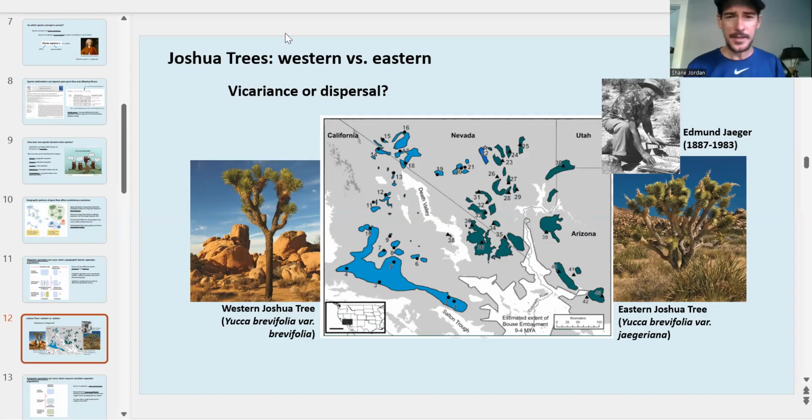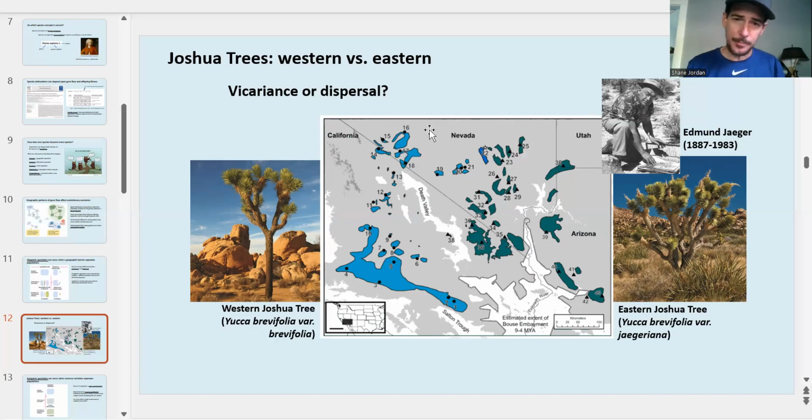Before we get to the question, we can look at this map showing their distribution across the Mojave Desert. The blue represents the Western Joshua trees, and the green represents populations of the Eastern Joshua tree. We can start asking whether these two species diverged via vicariance or dispersal, assuming that they share a common ancestor, which we're pretty confident that they do. It's hard to say without more information.